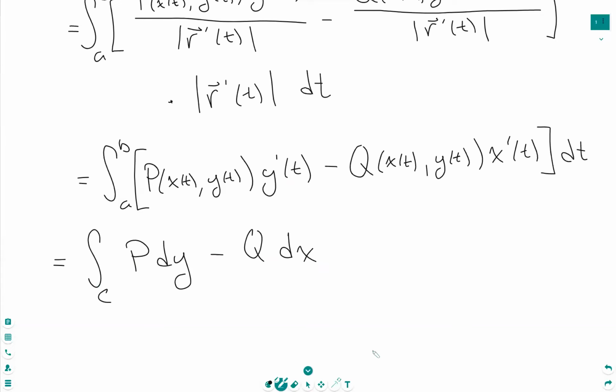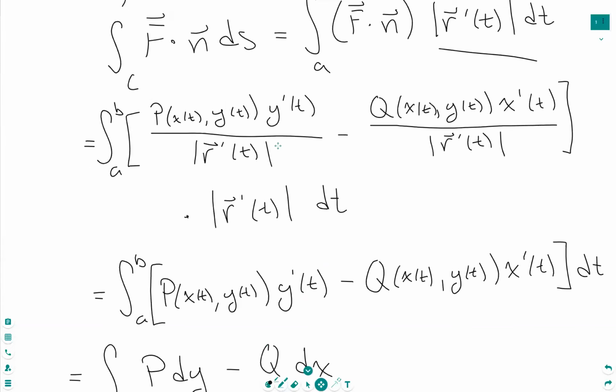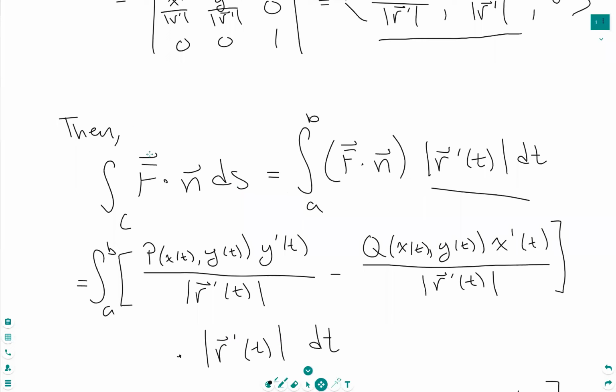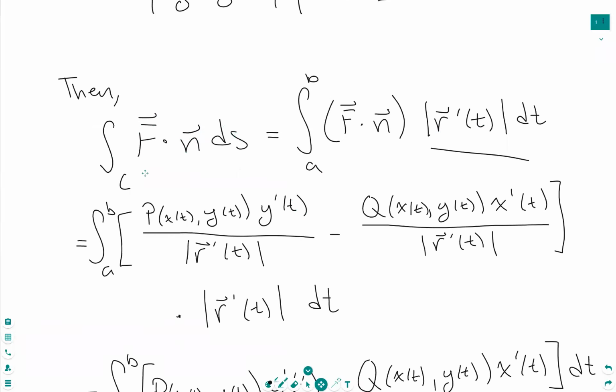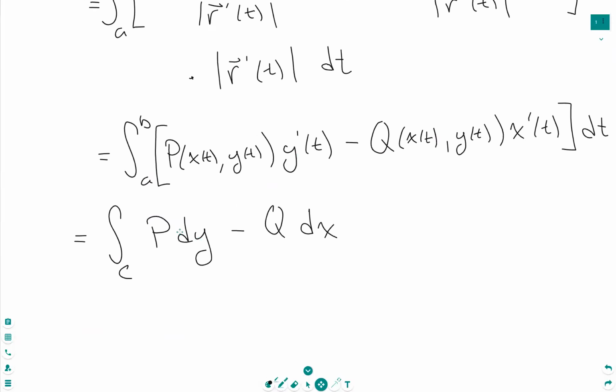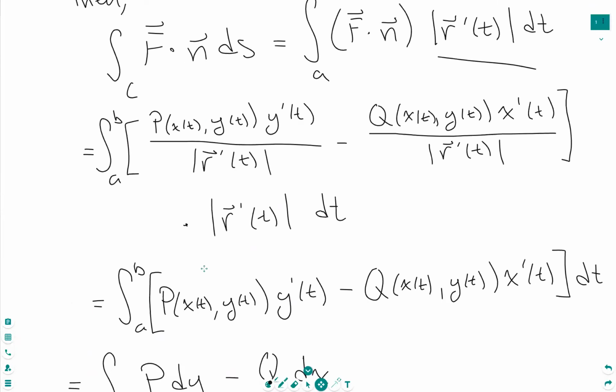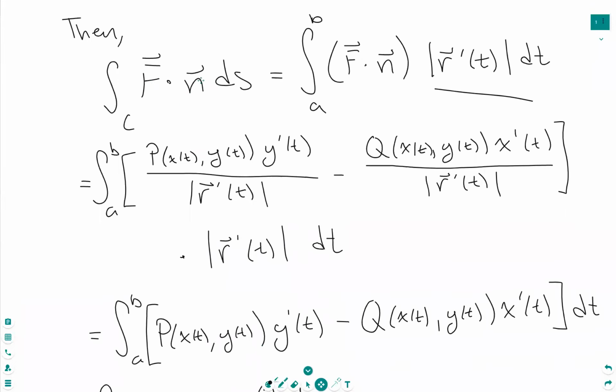So what we did was we started with just this line integral here. All we did was a dot product. This is just a line integral, f dot n, the normal, ds. And I converted this to a line integral with respect to dy and dx. So these are equivalent. We could write these in either way.